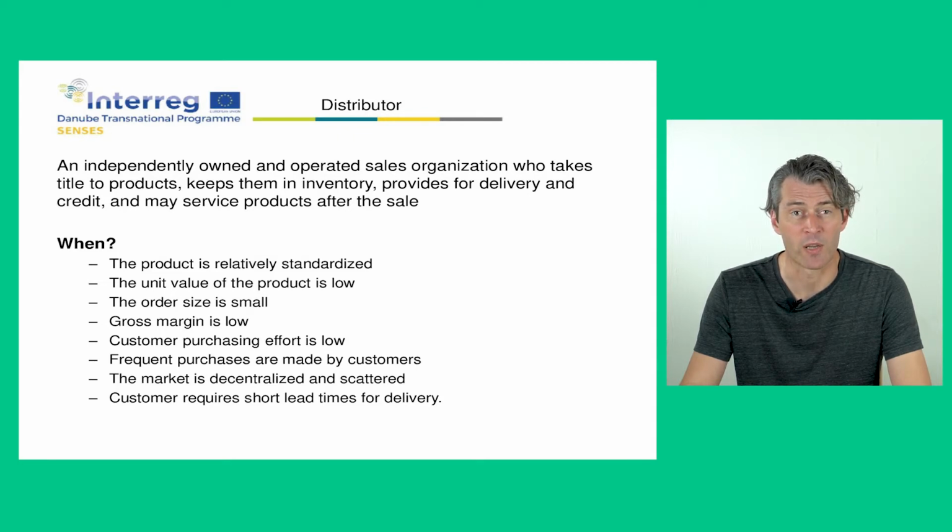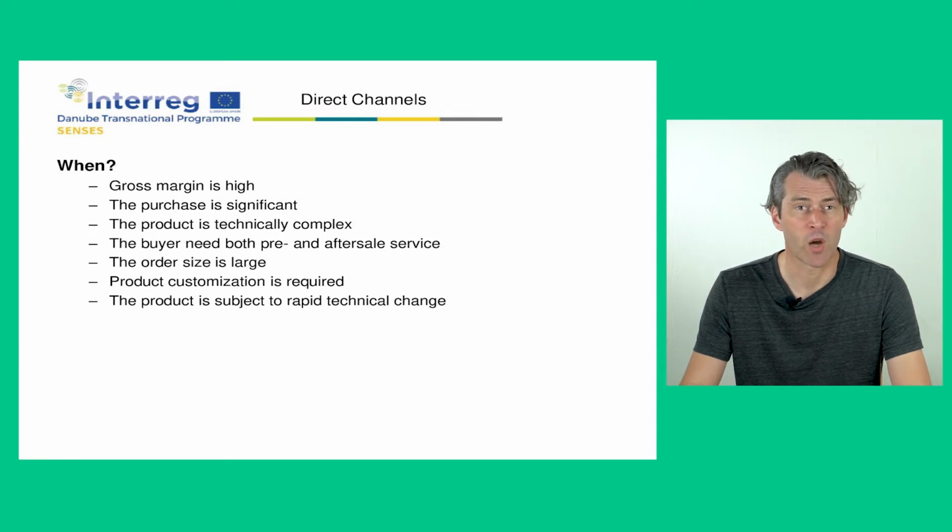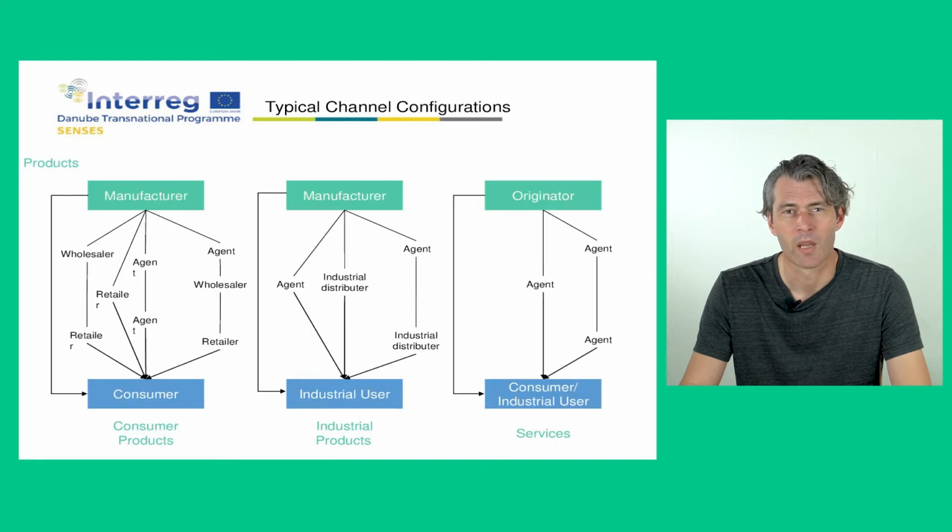Direct channels are an option in the following situations: when gross margin is high, the purchase is significant, the product is technically complex, and the buyer needs both pre- and after-sales service. The order size is large, product customization is required, or when the product is subject to rapid technical change. This slide shows typical channel configurations.